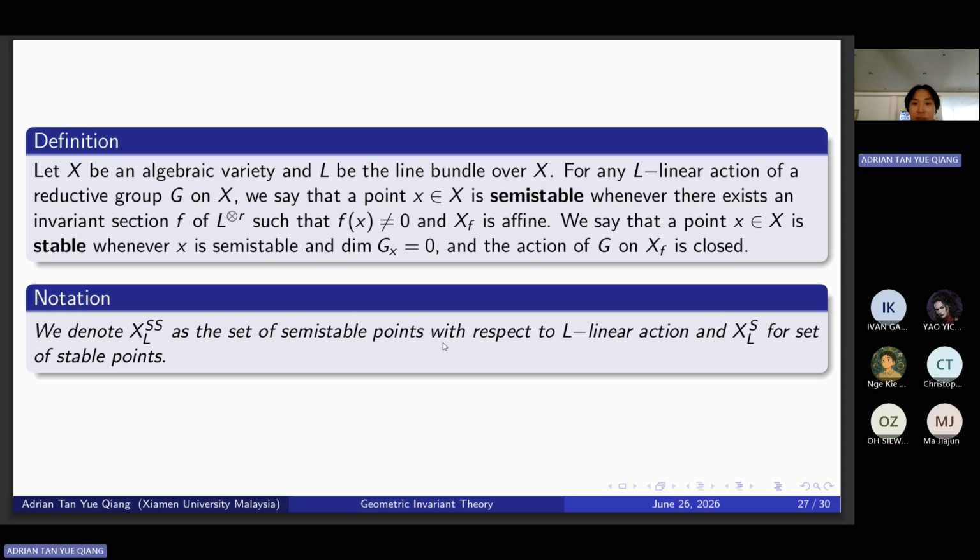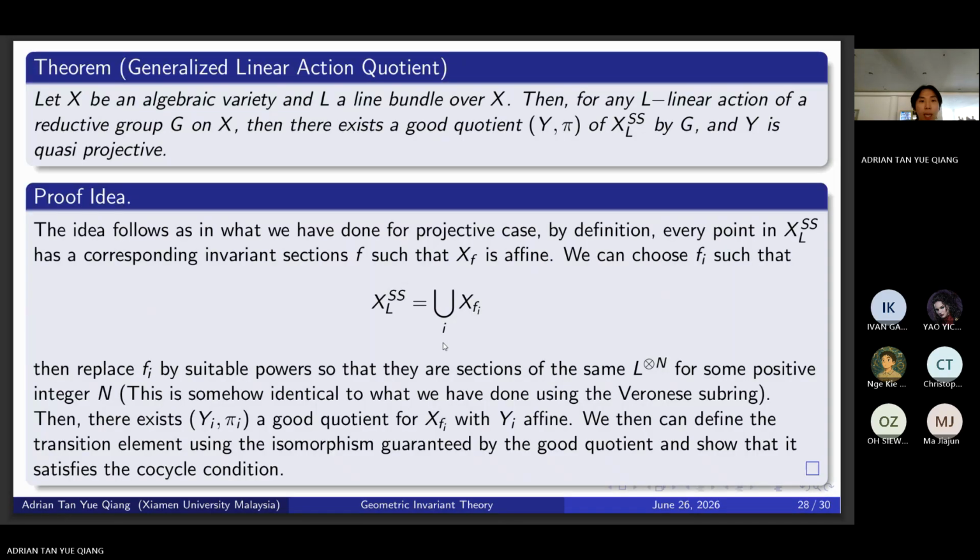It is not true that XF is always affine. And we say that it is stable whenever the set of stabilizers is finite, which is dimension equal to 0, and the action is closed. And at last, we have the most, obviously the most generalized linearization on any variety, when you consider line bundles and anything like that.